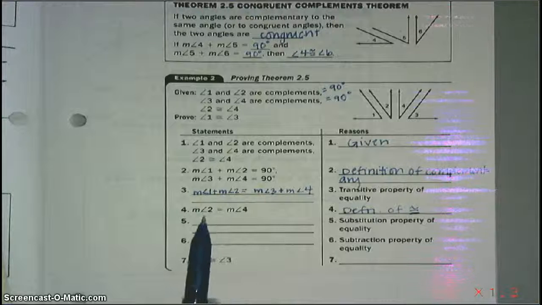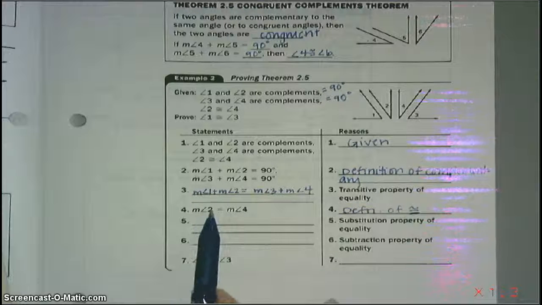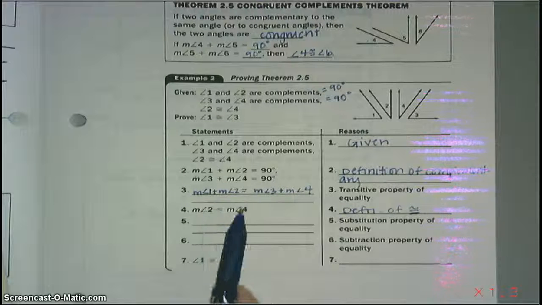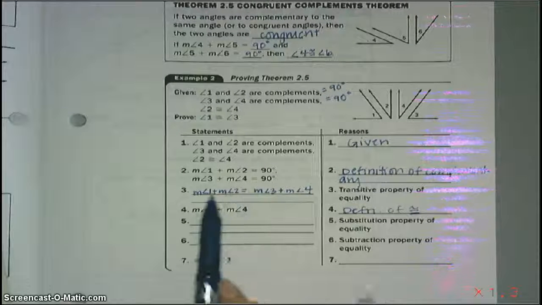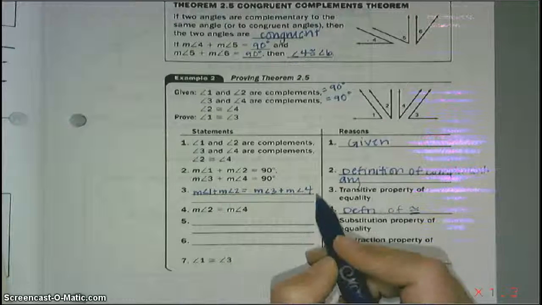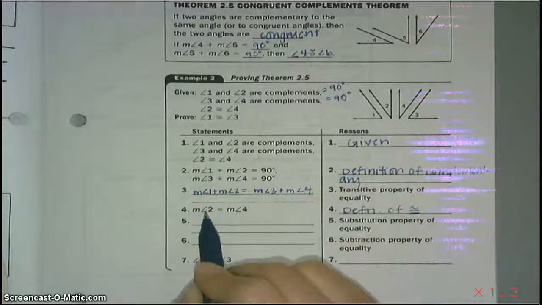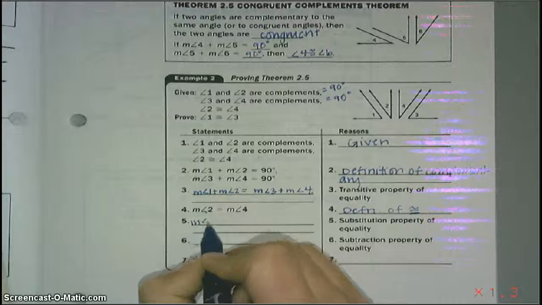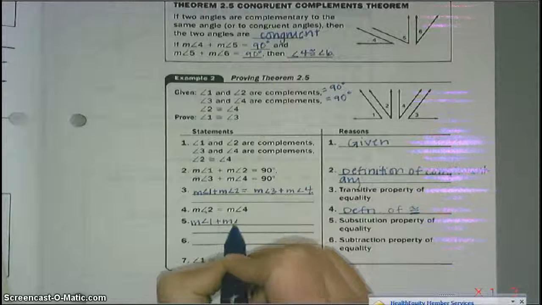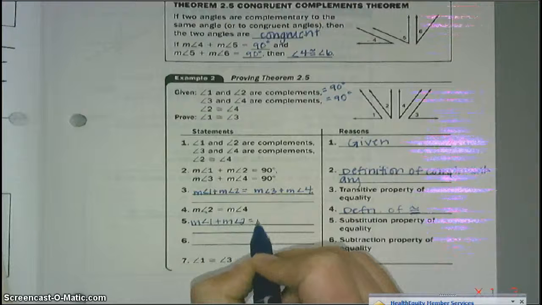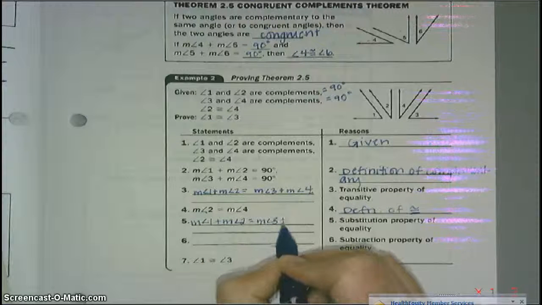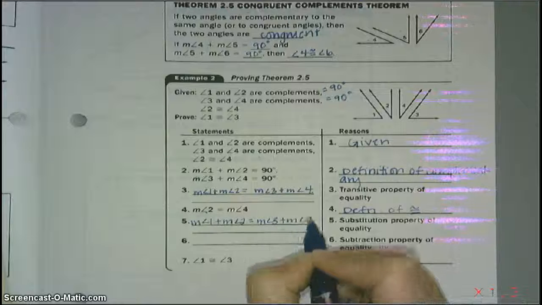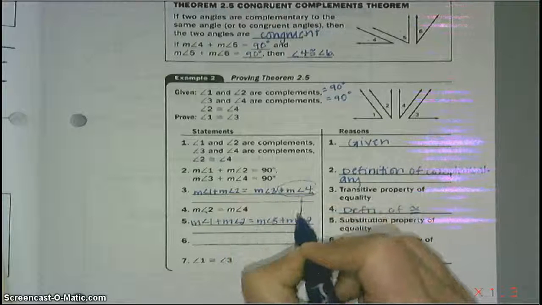After that, we need to do some substitution. So you can either pick angle 2 or angle 4. Since these two are equal, what you can do is go back up to this statement right here, and I'm going to replace the measure of angle 4 with the measure of angle 2 because they're equal. The measure of angle 1 plus the measure of angle 2 is now going to equal the measure of angle 3 plus the measure of angle 2. So this got substituted by that.